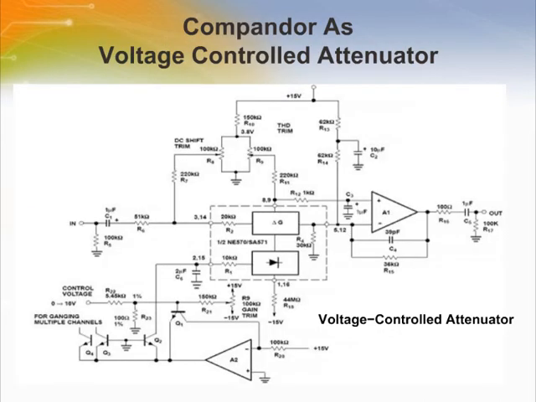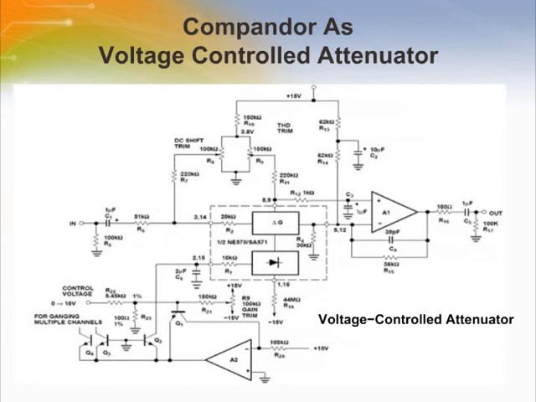Here is a typical circuit using a compandor as a voltage-controlled attenuator. It uses an external op-amp for better performance and an exponential converter to get a control characteristic of -6 dB per volt. Trim networks are shown to null out distortion, DC shift, and finally to fine trim gain to 0 dB with 0 volt of control voltage.